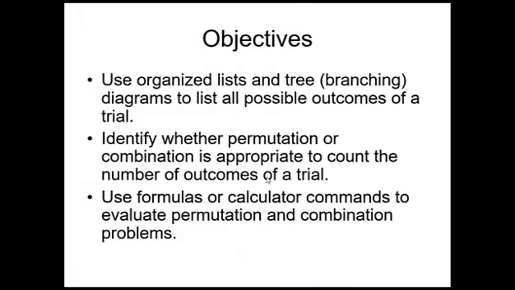Objectives: use organized lists and tree branching diagrams to list all possible outcomes of a trial. Identify whether permutation or combination is appropriate to count the number of outcomes of a trial. Use formulas or calculator commands to evaluate permutation and combination problems.